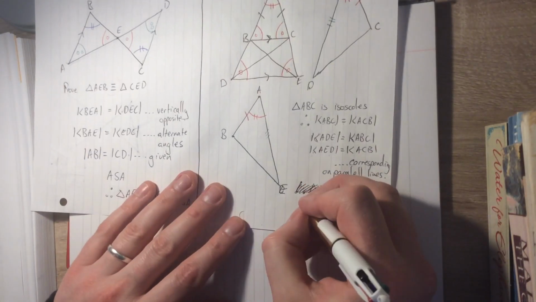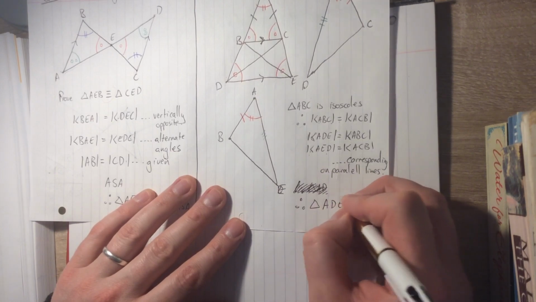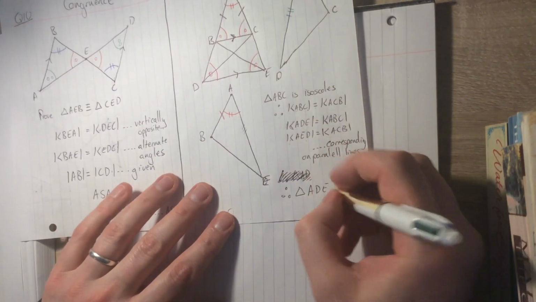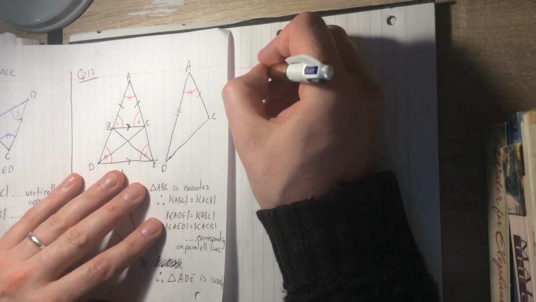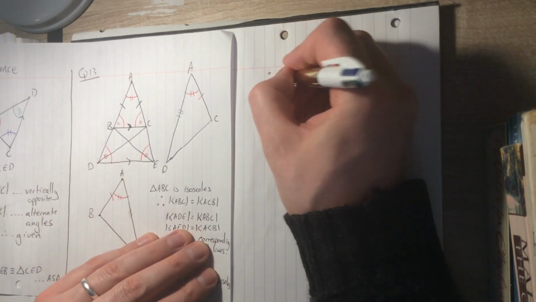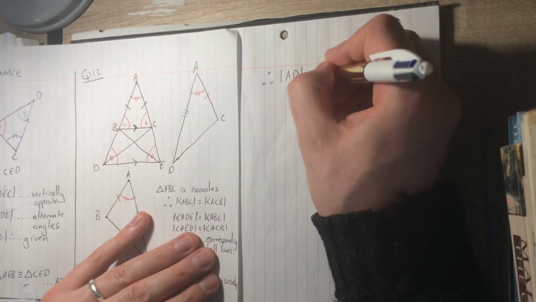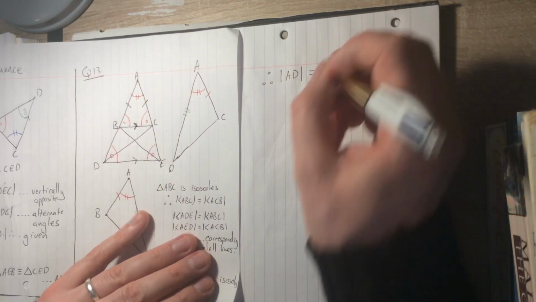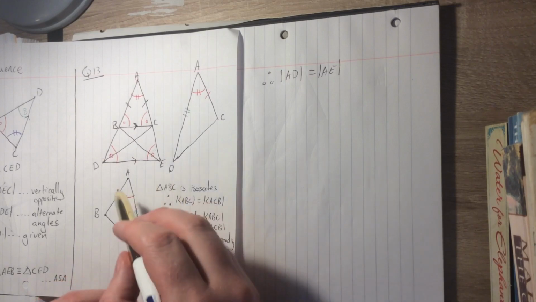So we can reach a conclusion, therefore, that the triangle ADE, that's our big triangle, is isosceles. And I'm going to carry this on over here. So therefore, the length AD here is the same as the length AE. Okay, because the triangle ADE is isosceles. That's brilliant. That's what we're looking for.